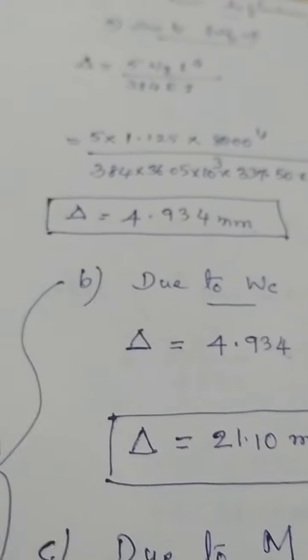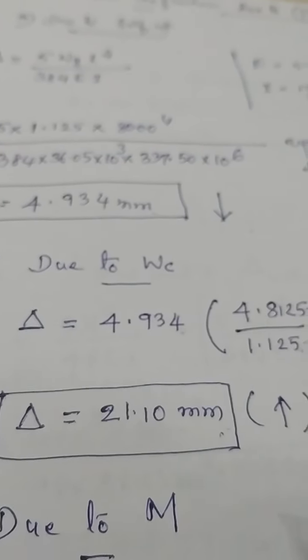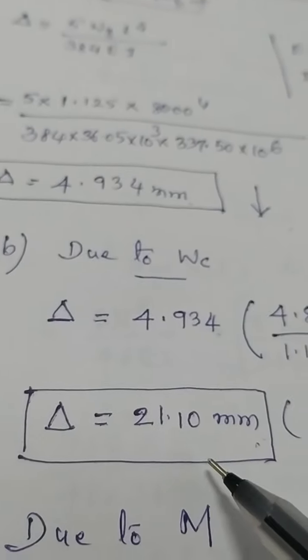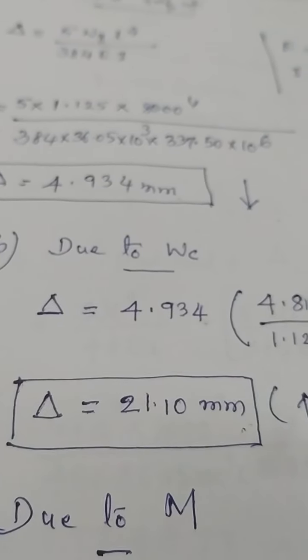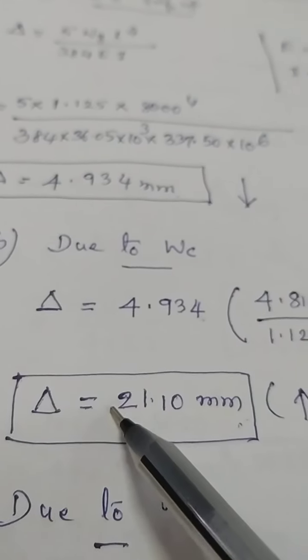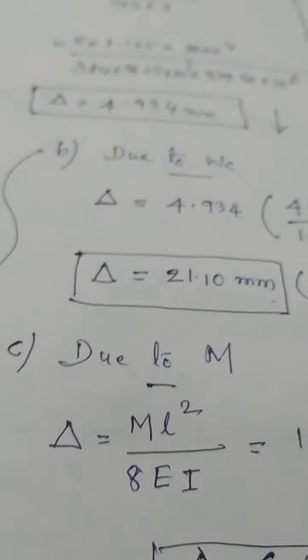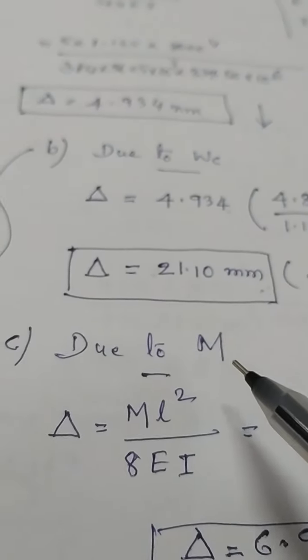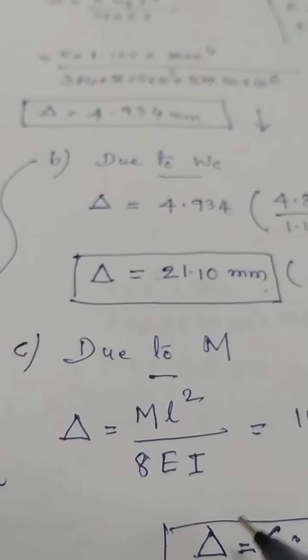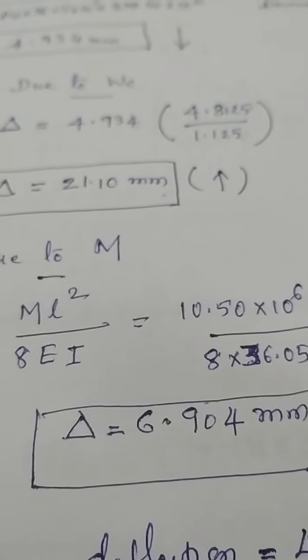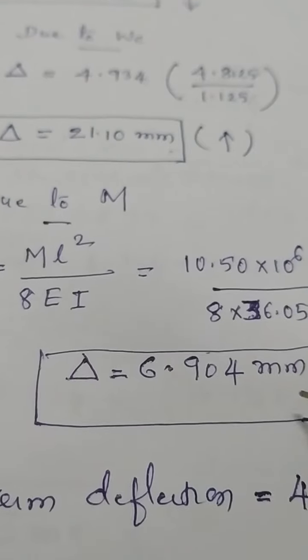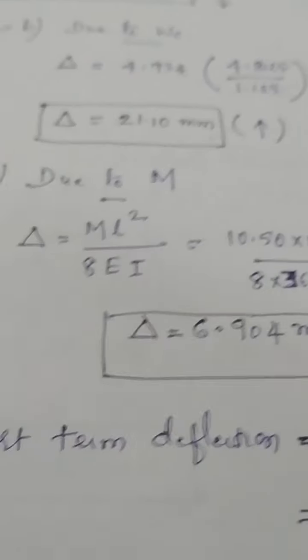Then deflection due to WC is 21.10. It is upward. It is actually minus. I have not written it. While combining, you can put minus. Deflection due to M, direct formula ML square by 8EI, that is 6.904 mm, that is downward.